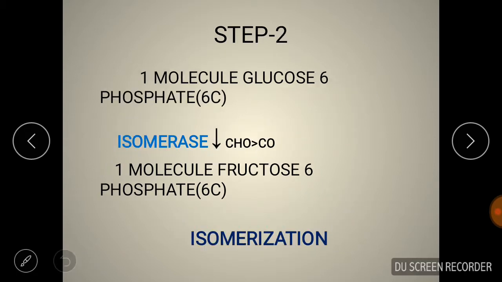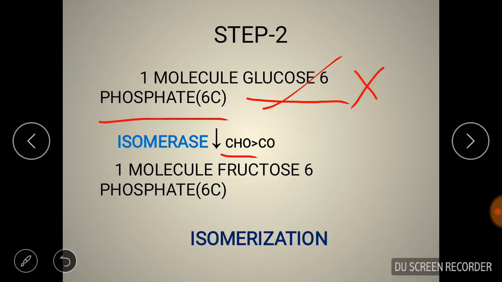Okay, now in step 2, glucose 6-phosphate is ready to perform something, but the structure is quite odd, because it has an aldehyde group. Glucose has an aldehyde group, so it cannot undergo future steps in glycolysis. Glucose has to transform into fructose. Fructose is a ketone group compound, so glucose changes into fructose by just a transformation from aldehyde to ketone. This is called isomerization. So in step 2, glucose 6-phosphate changes into fructose 6-phosphate.